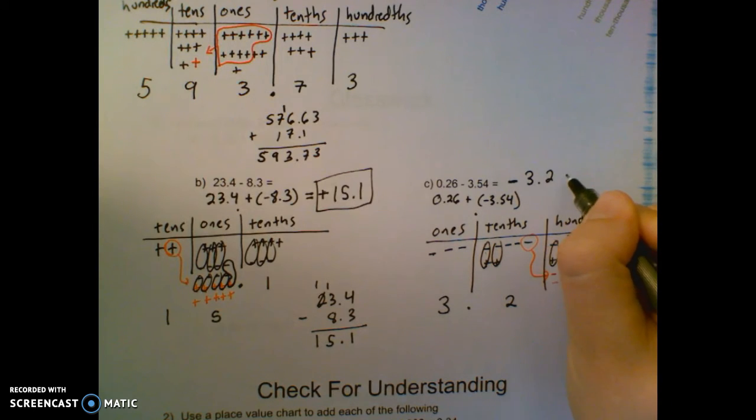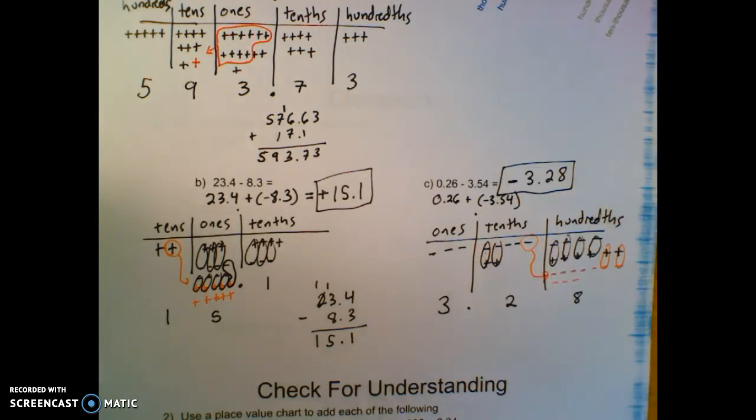Negative 3.28 is my answer there. If you see how to do that one with the standard algorithm, that's super spiffy. Let me know while you go around and work on it.